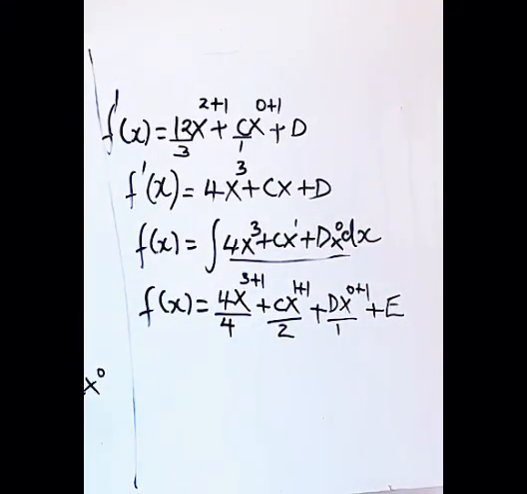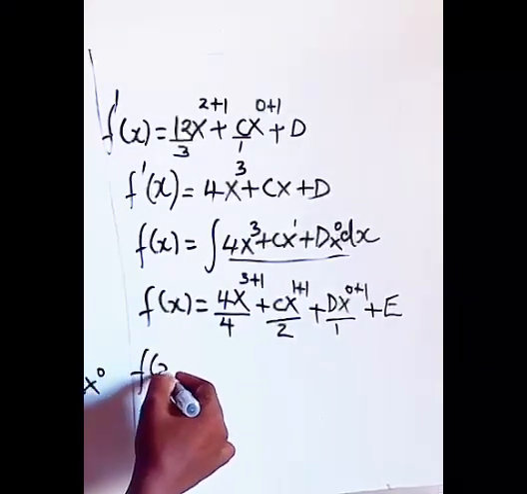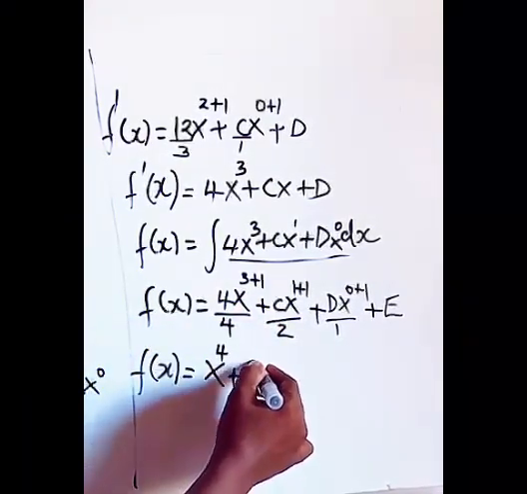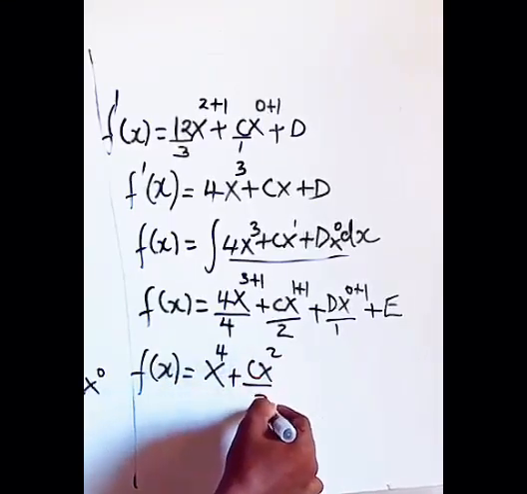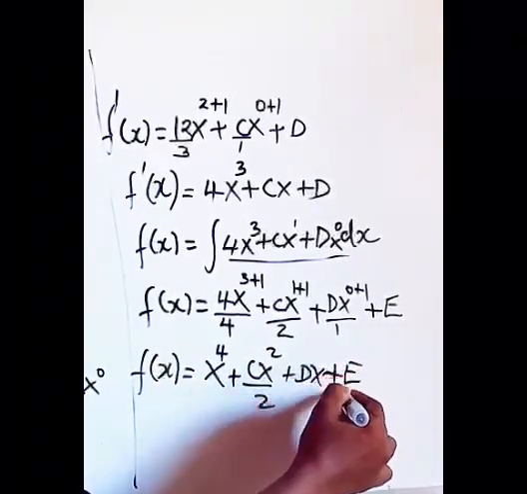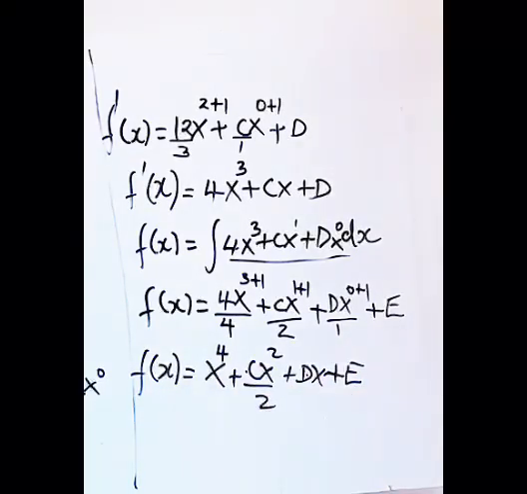of integration. Simplifying this, the final answer will be x to the power 4 plus cx squared over 2 plus dx plus the constant of integration. So c, d, and e are just numbers, and that is the final answer to the question.